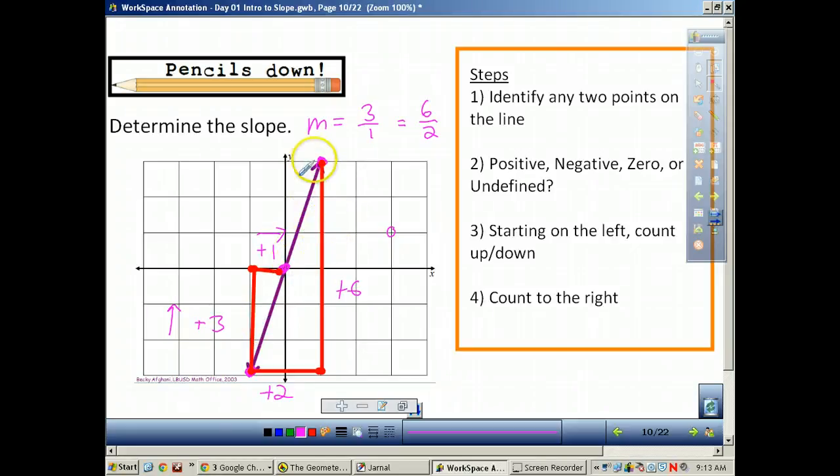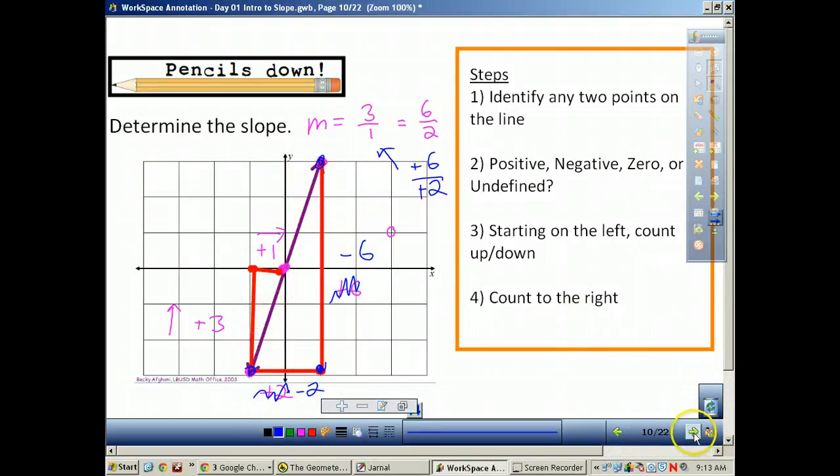What if I counted the other direction? What would happen then? What if I counted from here to here? What would that be? If I counted from this point to this point, it'd be negative 6. And if I counted from this point to this point, it would be negative 2. But what does that equal? Negative 6 over negative 2 equals? Yeah, the negatives cancel out, and you get the same thing. So it really doesn't matter what 2 points I pick, and even what direction I go. One line has one slope. Period. One line has one slope.